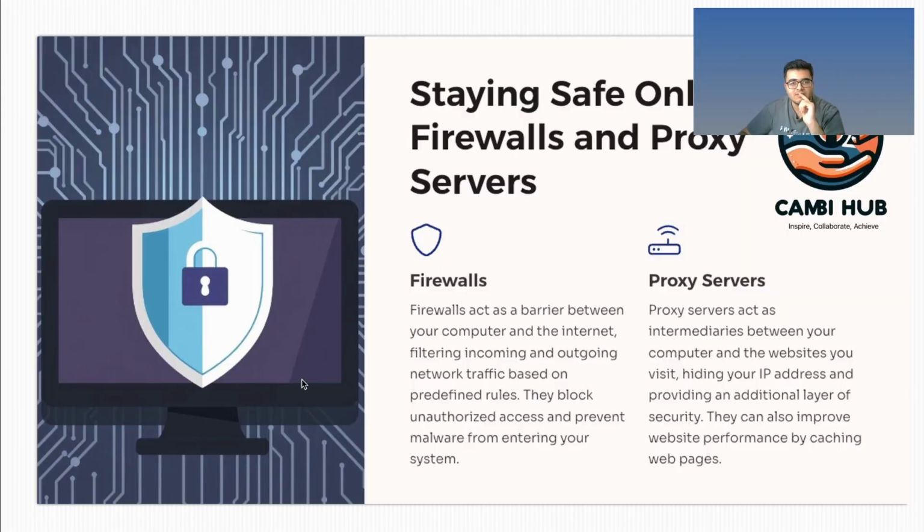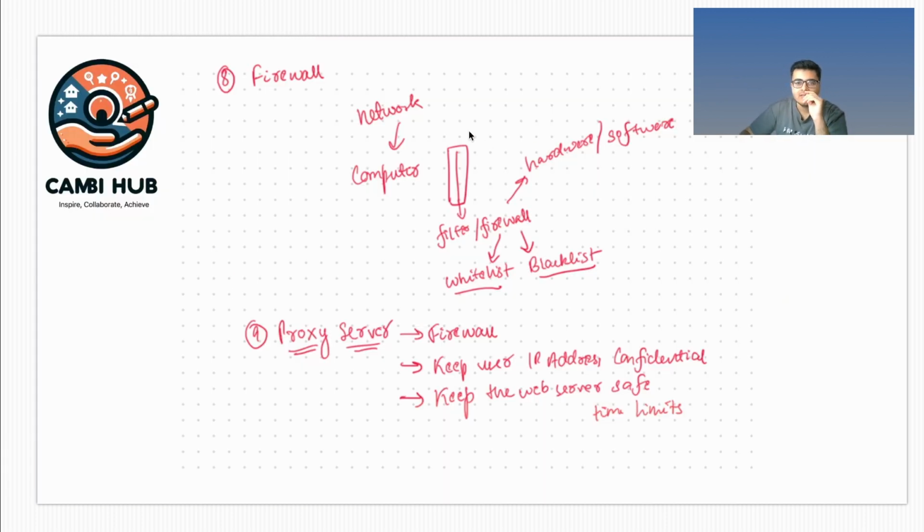Firewall and proxy servers. Now, what are firewalls and proxy servers? Firewalls act as a barrier. They are a wall. They act as a barrier between you, your computer, and the internet. How does that happen? Proxy servers also, let's see. So a firewall is like a wall, right? It contains a whitelist and a blacklist. So it contains two kinds of lists, right?